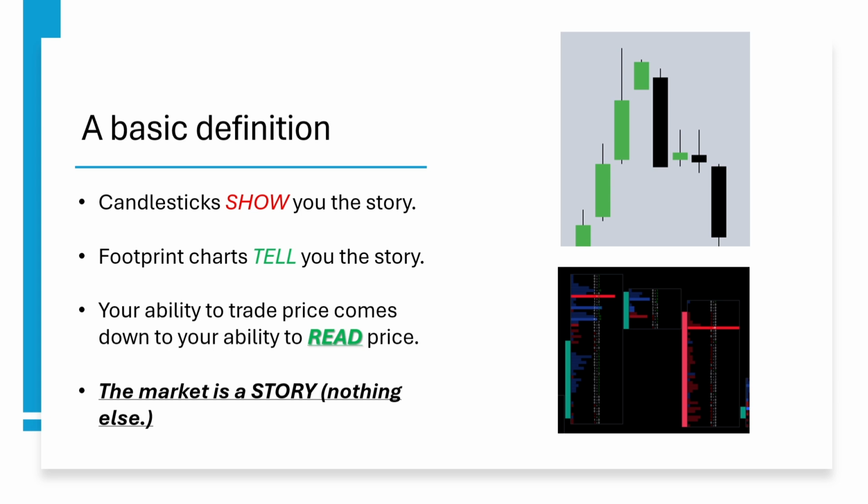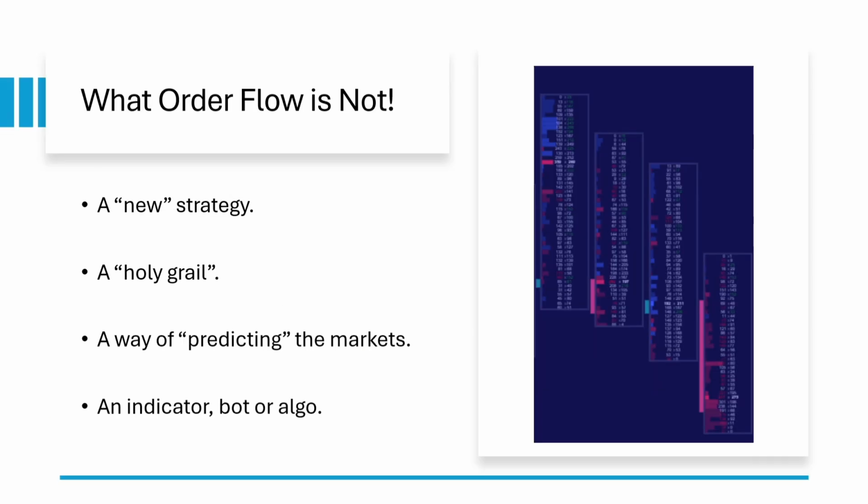But if you're using order flow, you're on the path to getting it very right. So what is order flow? You should recognize this chart from the previous video, right? Order flow is not a strategy. It's not the holy grail. It's not a way of predicting the markets, and it's not an algo, a bot, or an indicator. It's not like the EMAs or the VWAPs.